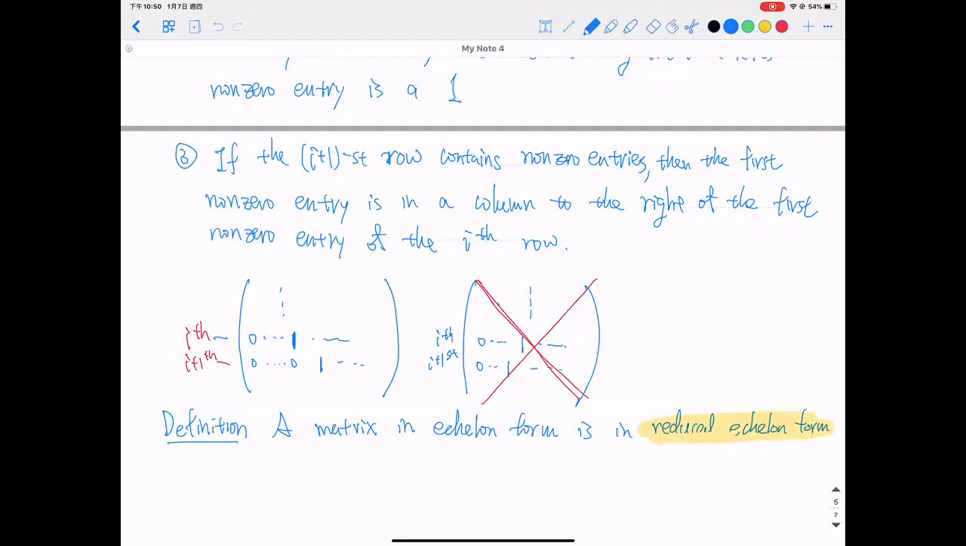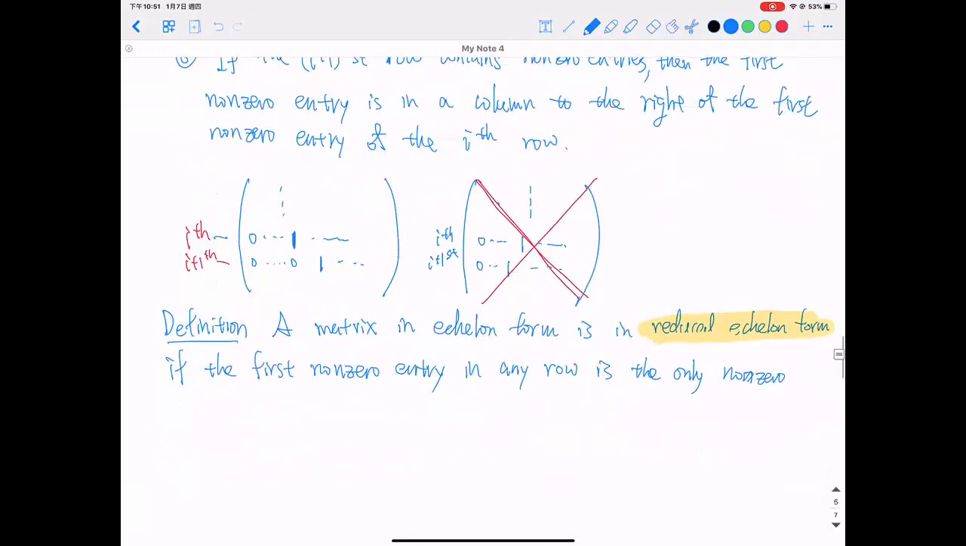If something more happens, if the first non-zero entry in any row is the only non-zero entry in its column. Okay, what am I saying here?